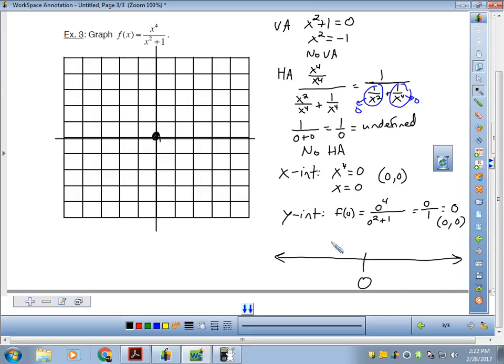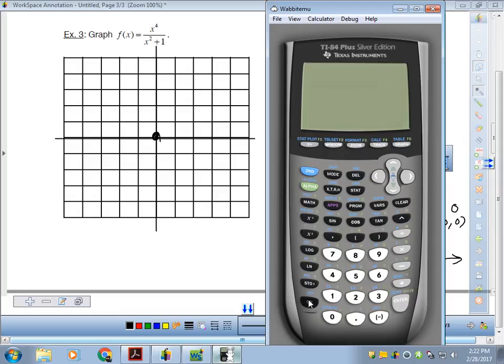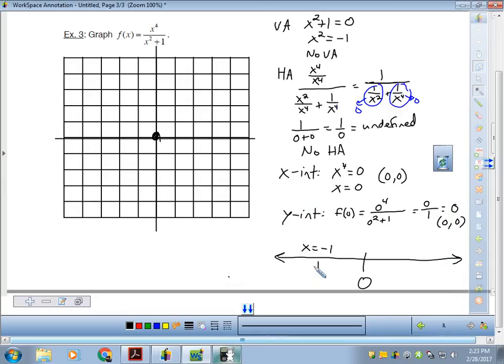So that splits this graph into two intervals, negative infinity to 0, and then 0 to infinity. So if I pick a number on this interval, I'm going to do something like -1. So -1 getting raised to the 4th, divided by parentheses, -1 getting squared plus 1, and I get 0.5 or 1/2. So I get a positive y equals 1/2.